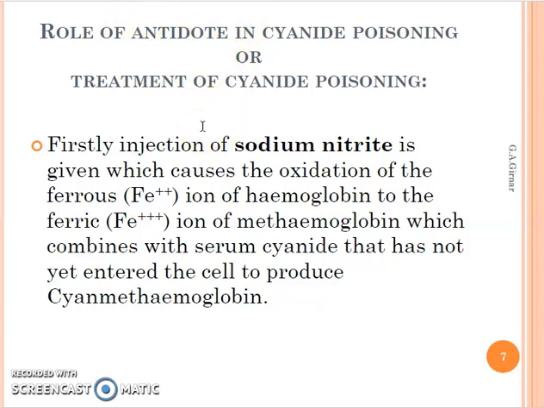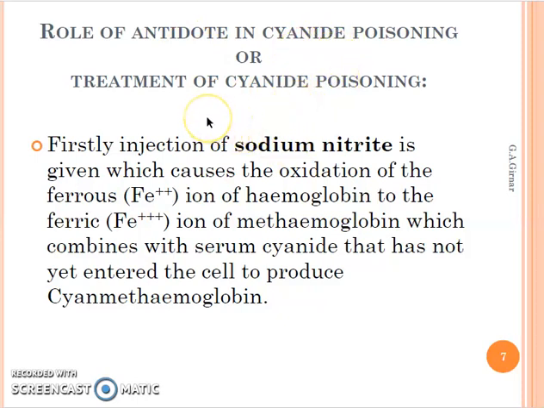There are two different antidotes. First is sodium nitrate and second is sodium thiosulfate. Both are used to treat this cyanide poisoning condition. Now we will see the treatment of cyanide poisoning, or you can say the role of antidotes like sodium nitrate and sodium thiosulfate in case of cyanide poisoning.